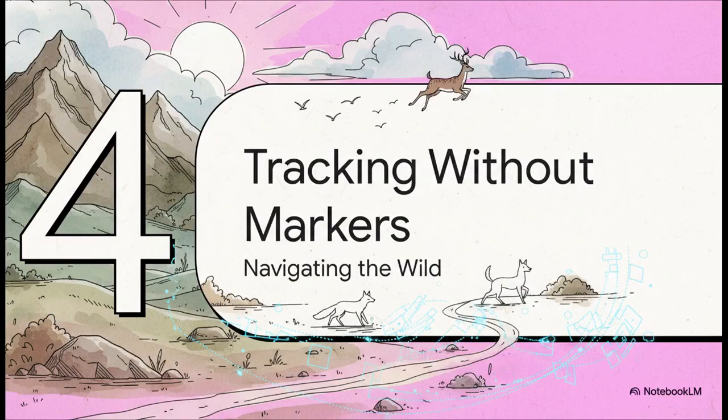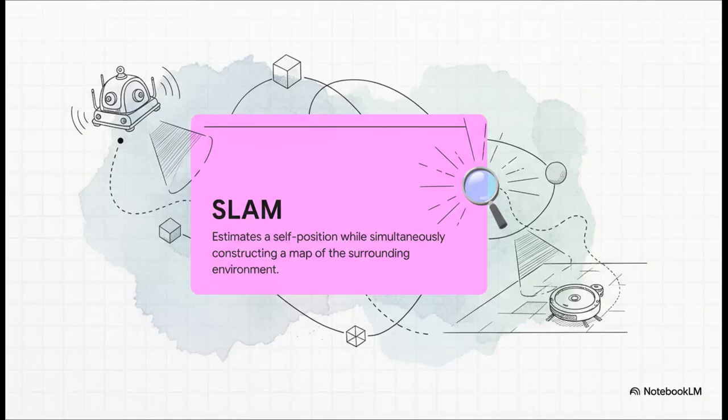But markers have a pretty big downside, don't they? You can't just go around sticking them on everything everywhere. So, what happens when a robot has to navigate the real, messy, uncontrolled world? This is where a really powerful technique called SLAM comes in. It stands for simultaneous localization and mapping. And trust me, this is the magic behind basically all autonomous navigation. We're talking everything from self-driving cars to those little robot vacuums that clean your floor.